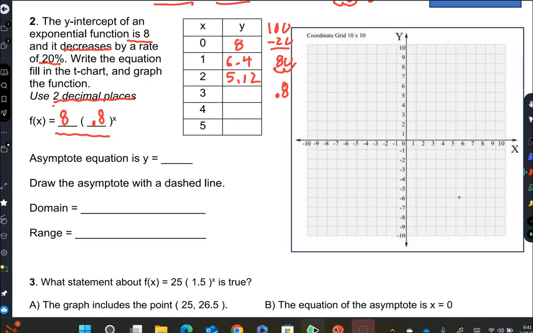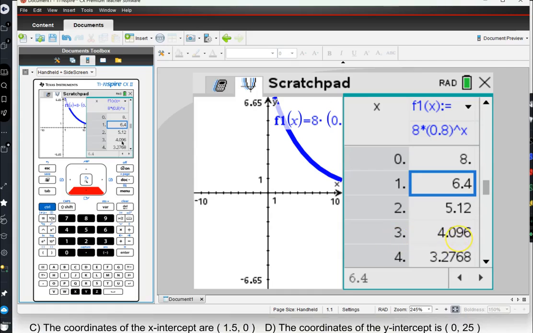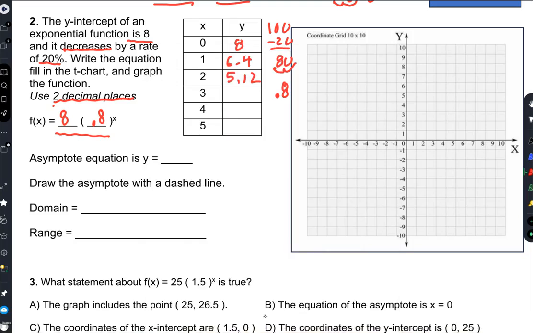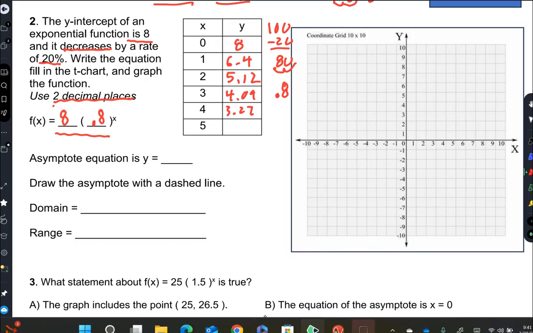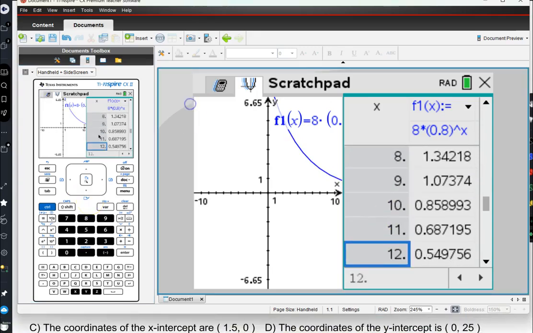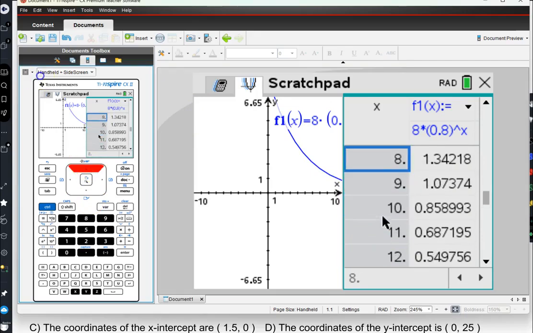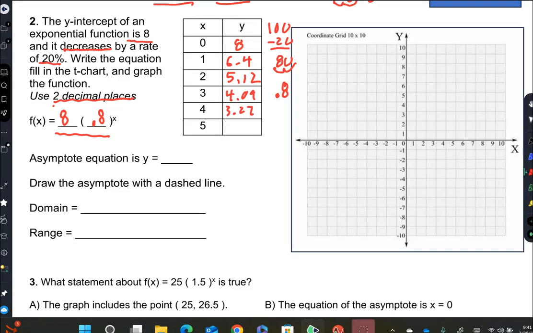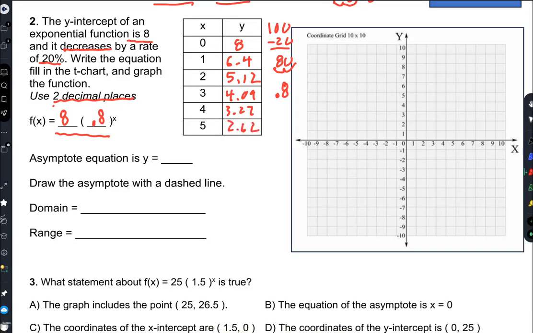So I need to get my 3. My 3 is 4.09. I'm just going to drop these. I'm not going to round them, okay? 4.09 and 3.27. And then I'm going to go down here to get to the 5th number, which is 2.62. Remember, I'm not rounding these. I'm just dropping, okay?